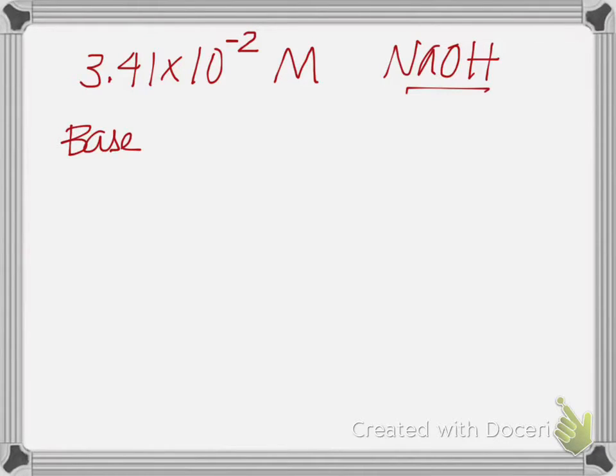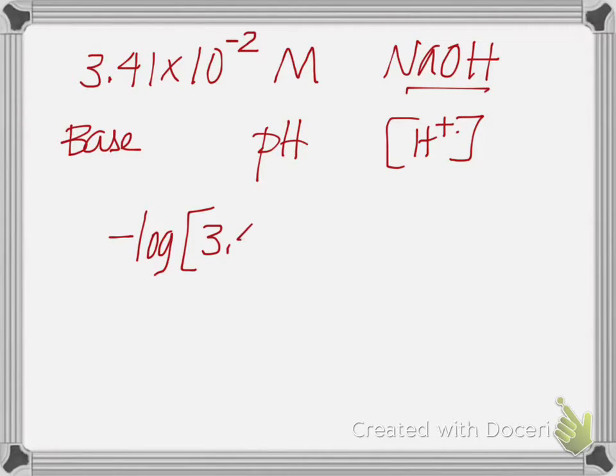This is a base. We don't know if it's basic yet. So I need to find pH, and I want to find the hydrogen concentration. I can take the negative log of this, but what would I be finding? pH, if I take the negative log of that number? Because it's a concentration, what would I be finding? I would be finding pOH, because that is a hydroxide concentration. So I would need to take the negative log of that. So let's do that.